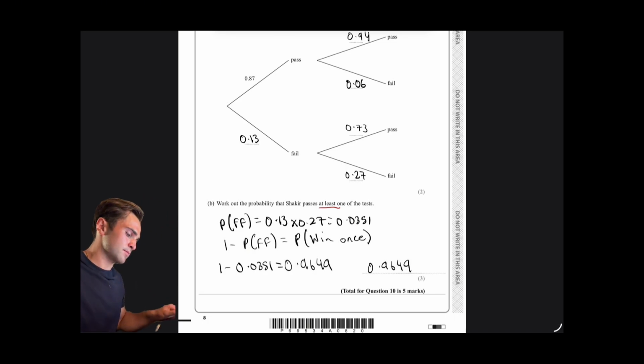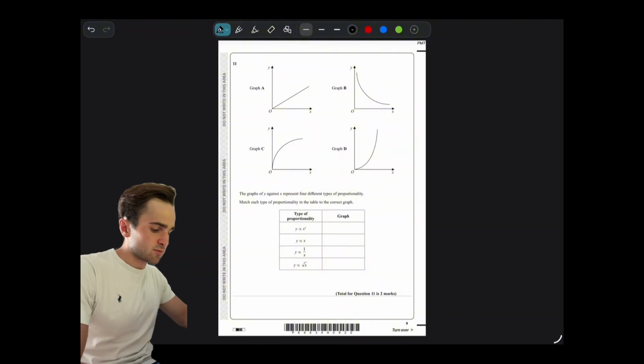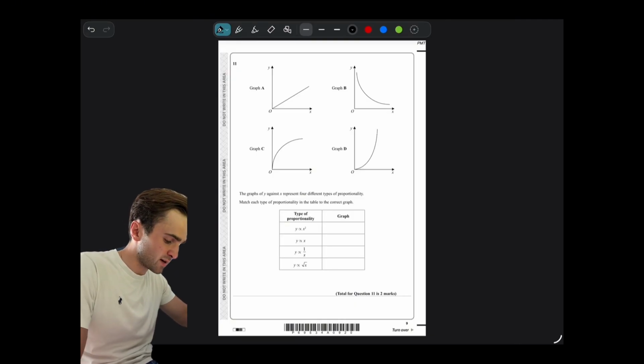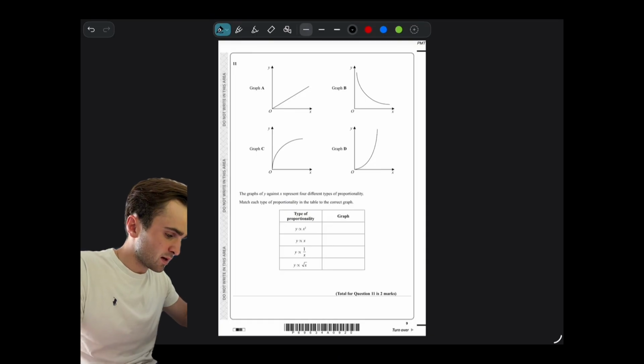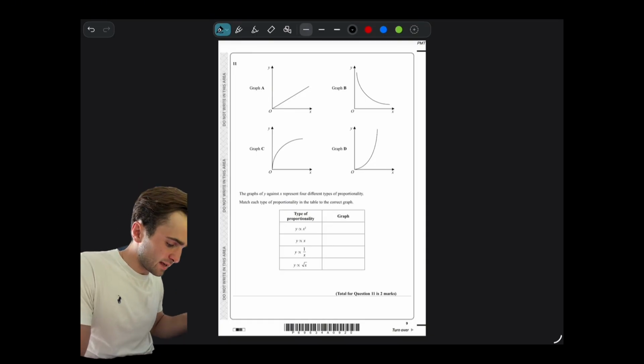So question 11: the graphs of y against x represent 4 different types of proportionality. Match each type of proportionality in the table to the correct graph. So we have y is proportional to x squared, y is proportional to x, y is proportional to 1 over x, and y is proportional to root x. So immediately we can probably see that graph A is going to be y is proportional to x.